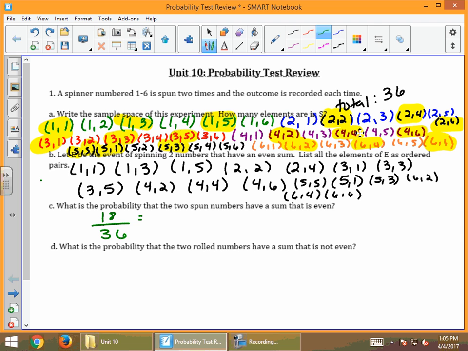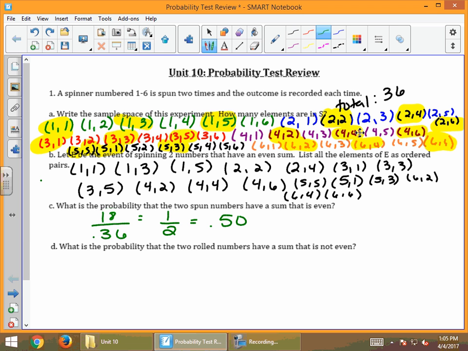So the total possible outcomes of the sample space goes in the bottom. However many fit that description, which we found was 18, go in the top. And then you simplify the fraction. What is 18 over 36 simplified down to? 1/2. And what is 1/2 as a decimal? 0.5. So there's a 50% chance you're going to get two numbers that add to an even number.